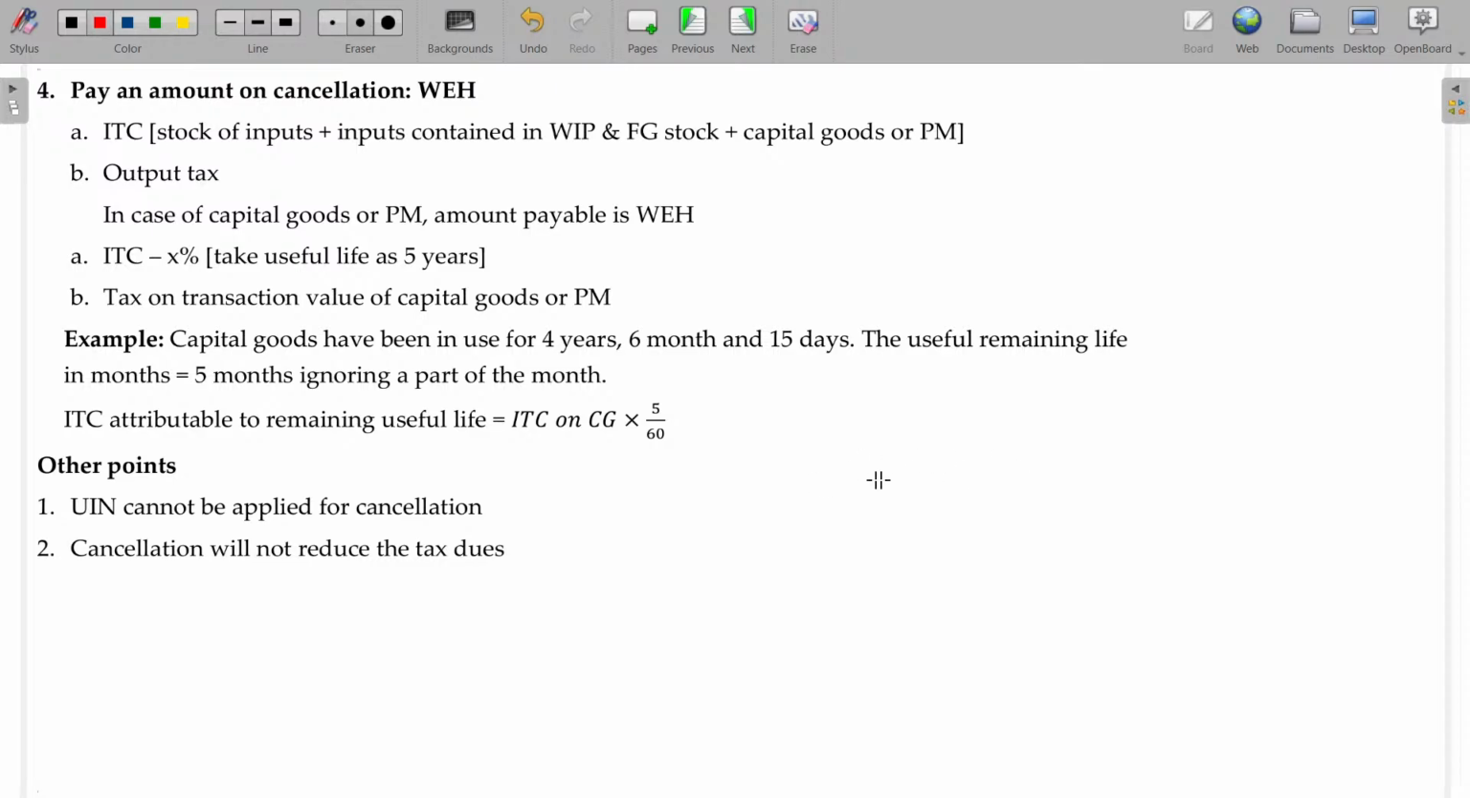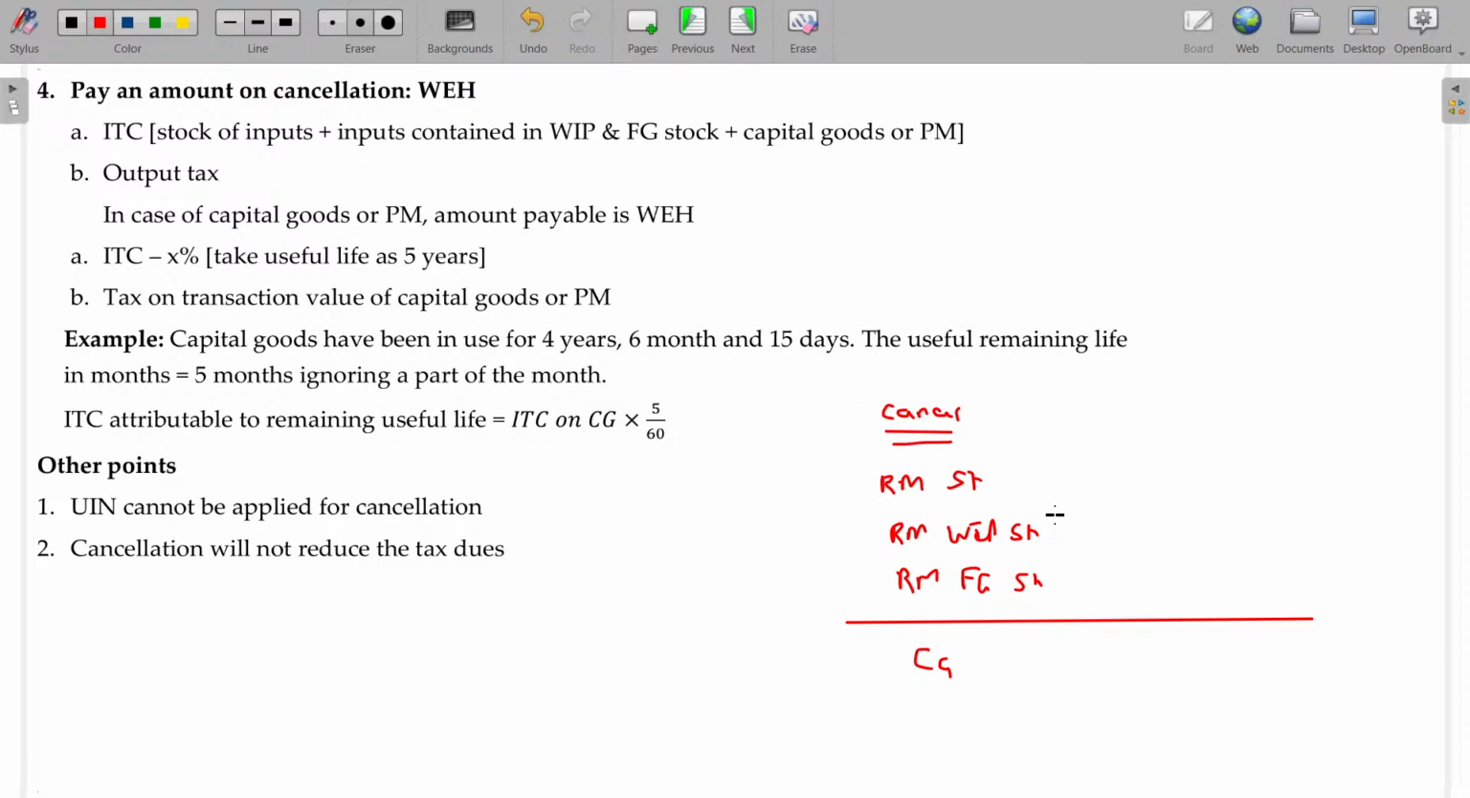What happens? You have to intimate raw material stock, raw material in work in progress stock, and raw material in finished goods stock, and capital goods, as on the date of applying for cancellation. For what purpose? You have to refund. So ITC of stock of input contained in work in progress, finished goods and capital goods or plant and machinery should be refundable. This will be refundable as an amount, not stating it as stock.